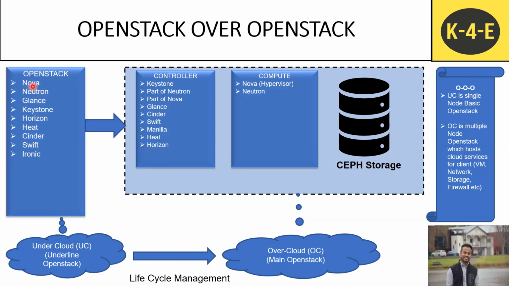It has its own Nova, Neutron, Glance, Keystone, Horizon, Heat, Cinder, Swift, Ironic. But please note that these services are not going to be used from the customer point of view. For example, if you want to launch a VM instance, or create a network, or create a volume as a user, you are not going to use this undercloud. This undercloud is specifically meant for the life cycle management of your actual OpenStack environment.